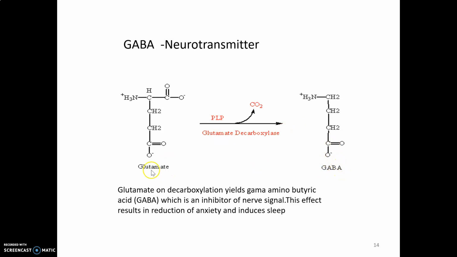So how do you name it? See, this is a COO minus, or an acid group. The carbon atom very next to this is called the alpha carbon: alpha, beta, gamma. I repeat, alpha, beta, gamma. At the gamma position, you have an amino group. So this is gamma aminobutyric acid, which is an important neurotransmitter.